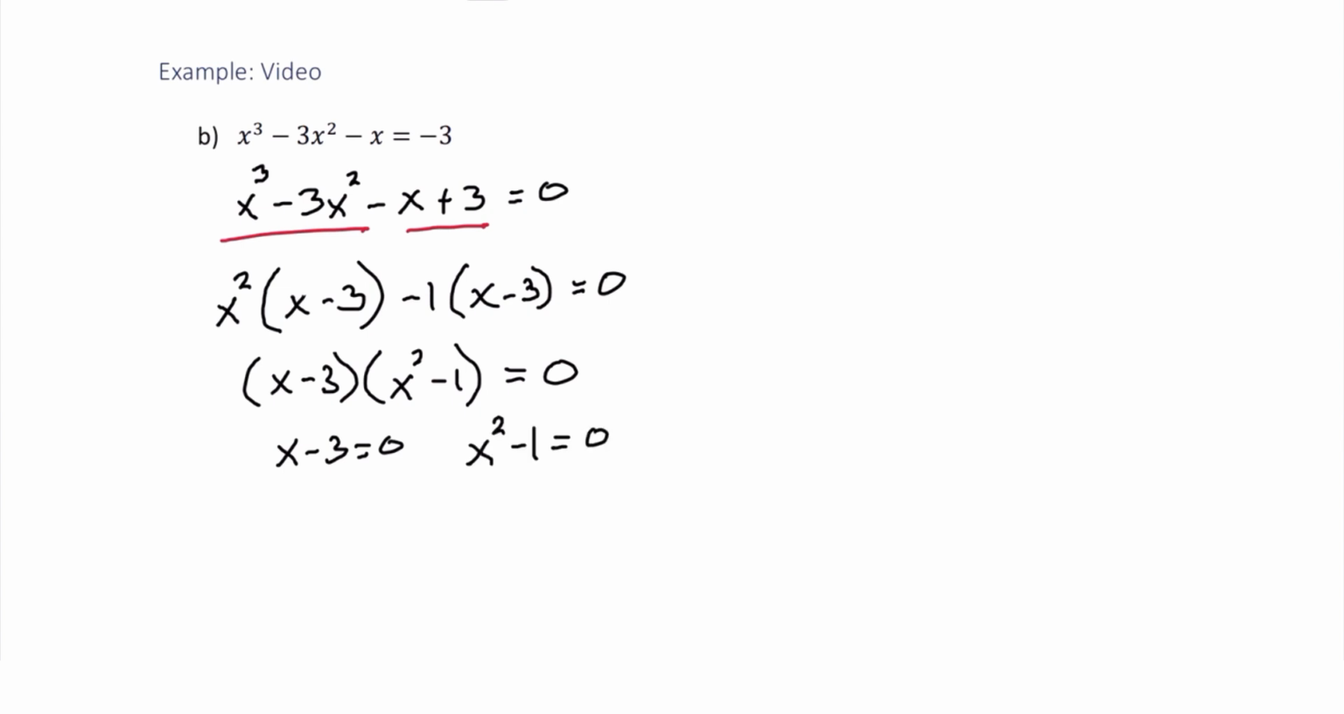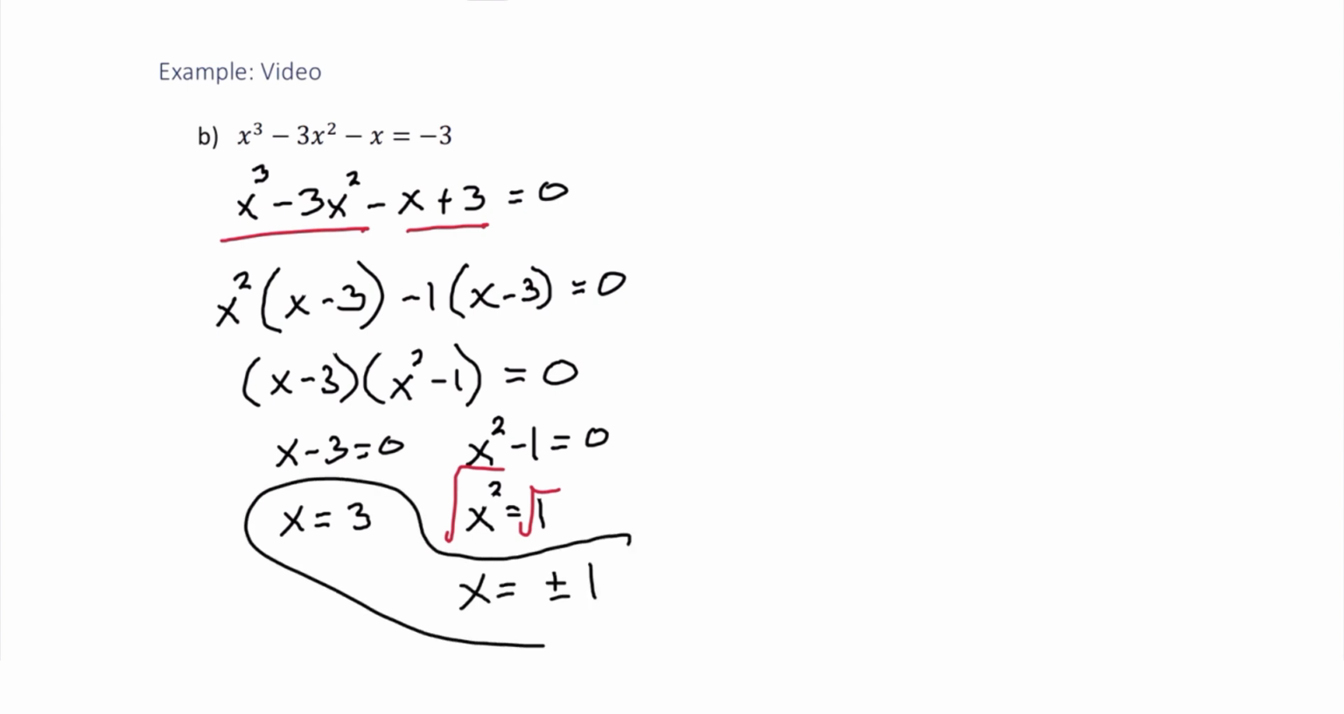The equation on the left, we can add 3 to both sides to get x equals 3. The equation on the right, we'll add 1 to both sides, and then take the square root of both sides. We get x equals plus or minus 1. Again, we get 3 answers.